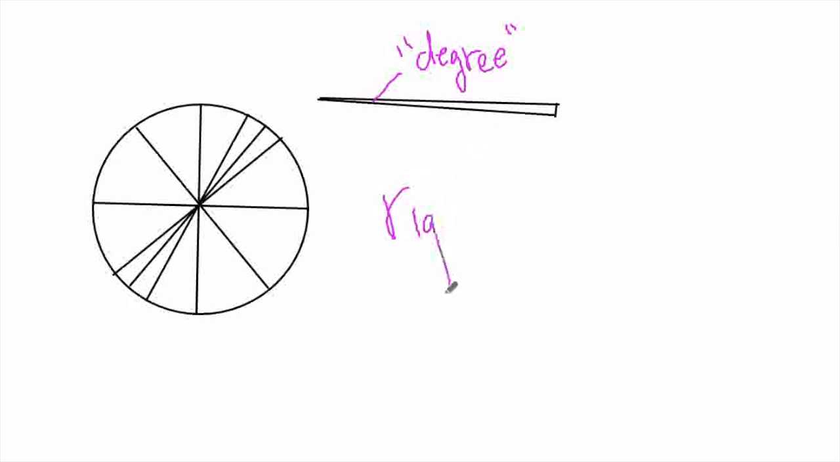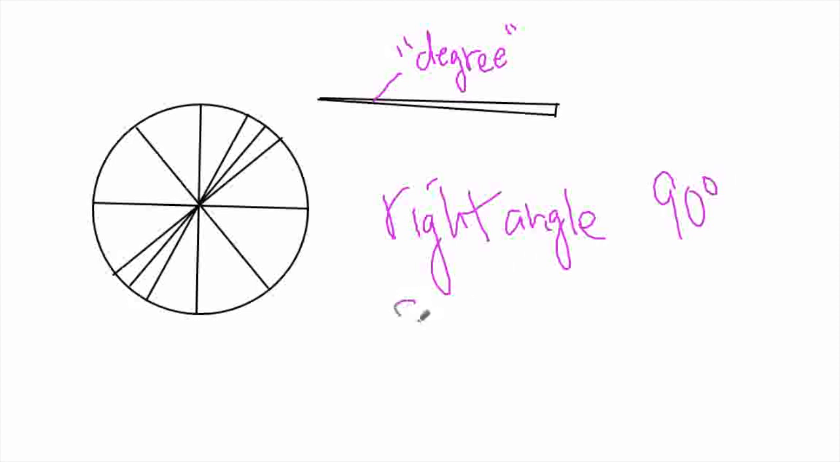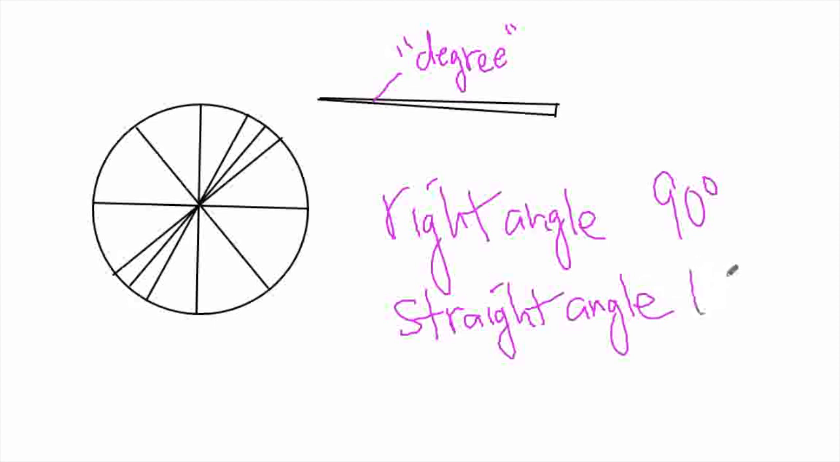So right angle is 90 degrees. Straight angle is 180 of those pizza slices all lined up. That would make something that's the same size. And then we would say that an acute angle takes less than 90 degrees to make the equivalent size, and an obtuse angle, we'd say it's between 90 and 180 of those pizza slices.